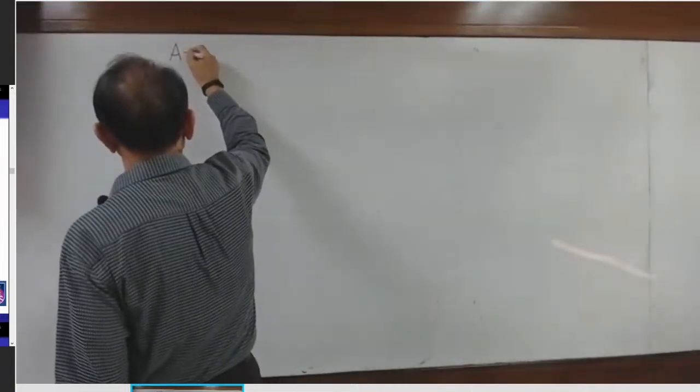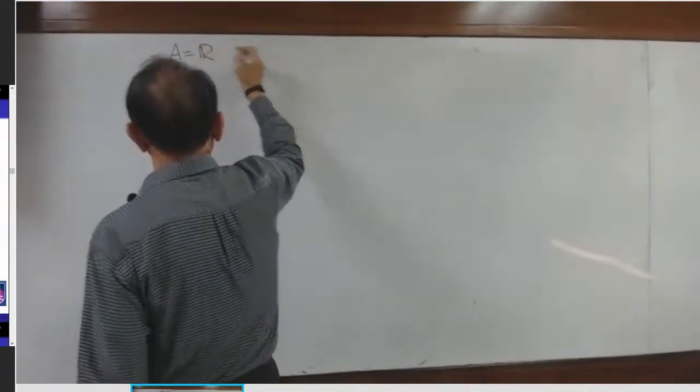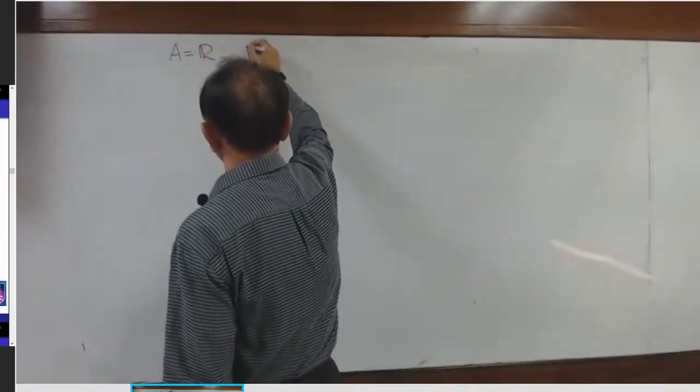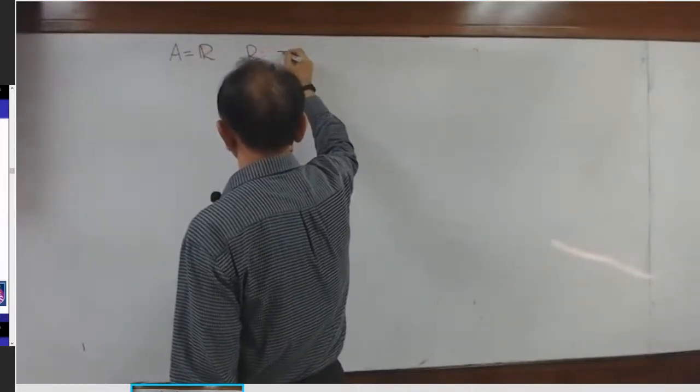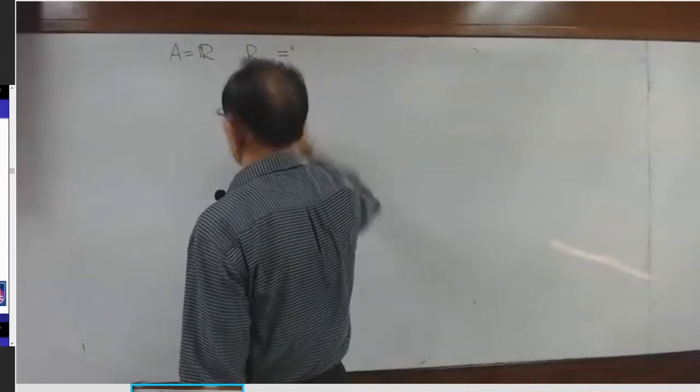The first equivalence relation was equality. So we had A equals R, and the relation R was "is equal to".